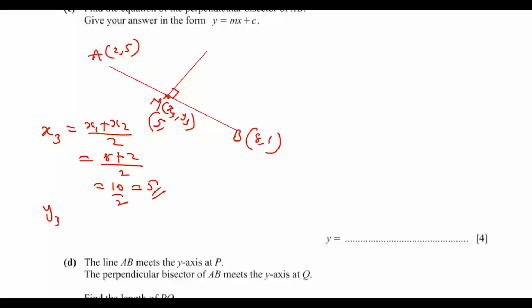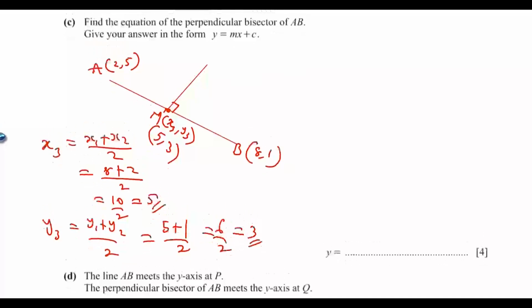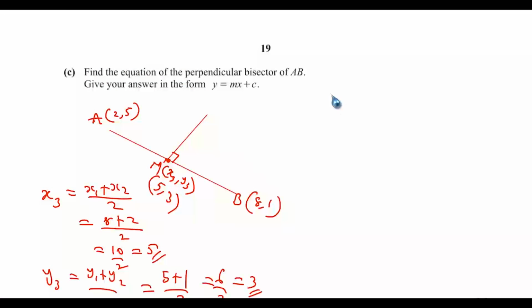So y3 will be equal to y1 plus y2 over 2. So this will be equal to 5 plus 1 over 2. This will be equal to 6 over 2, and this will be equal to 3. Okay, now I can find the equation. So we know that the perpendicular bisector, I can name this one N here. So MN is perpendicular to AB.